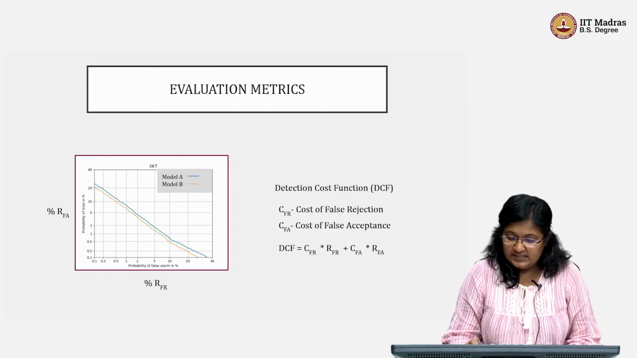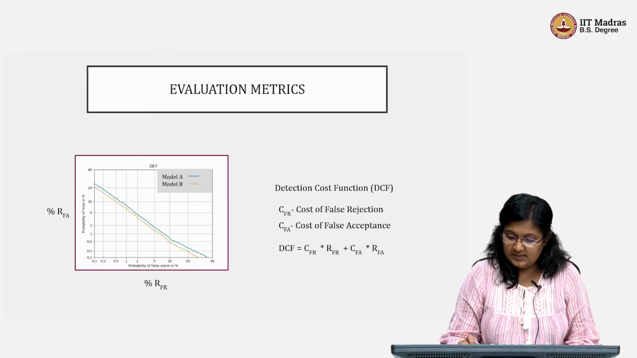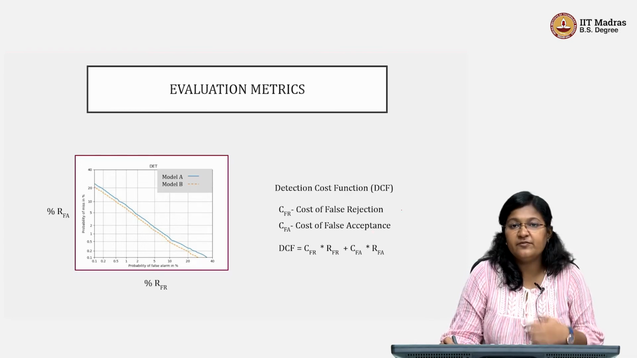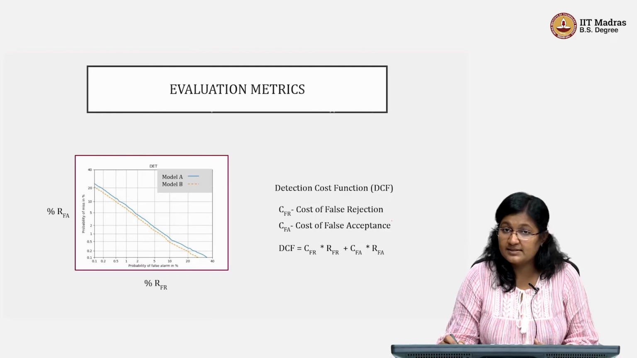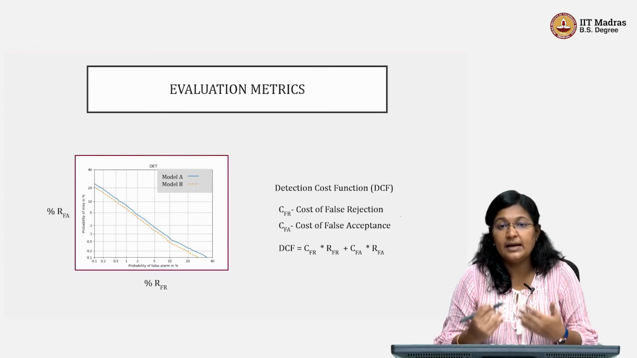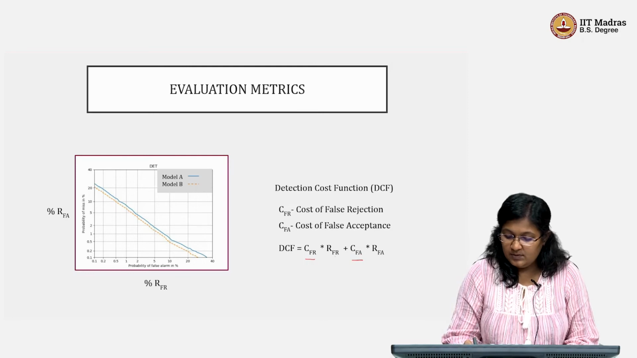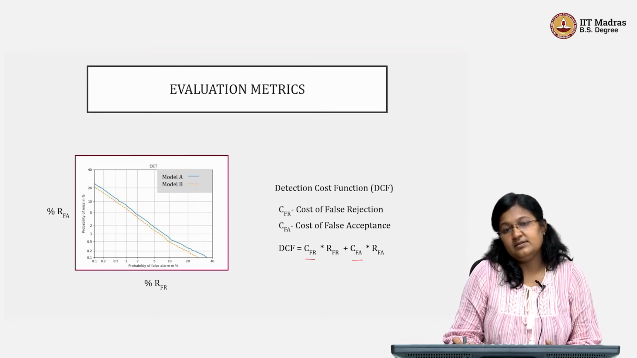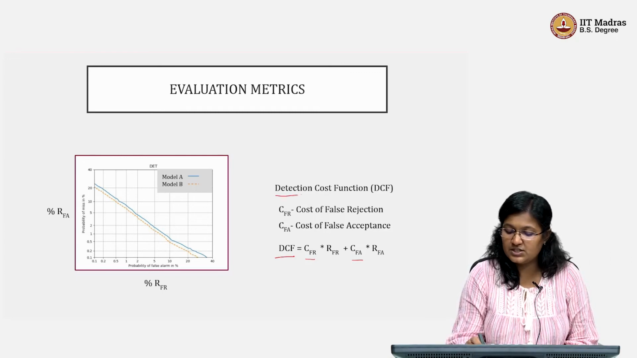Okay. CFR is nothing but the cost of false rejection. CFA, cost of false acceptance. These cost values vary based on the practical applications. Sometimes the cost of false rejection can be high. Sometimes the cost of false acceptance can be high. It depends on the application. So depending on the application, you set some values for the cost. And when you multiply the RFA and RFR with them, you end up with DCF, which is nothing but the detection cost function.